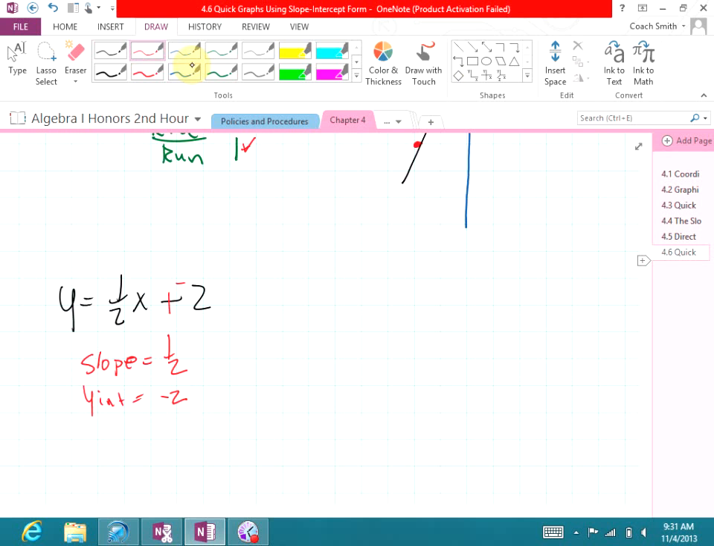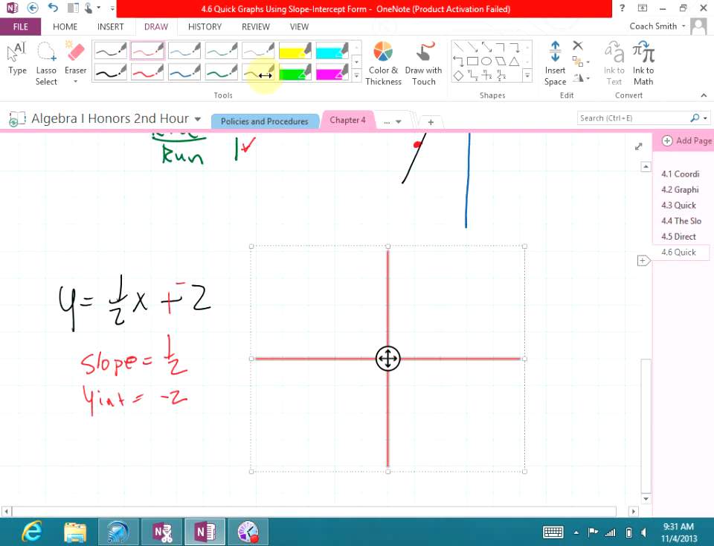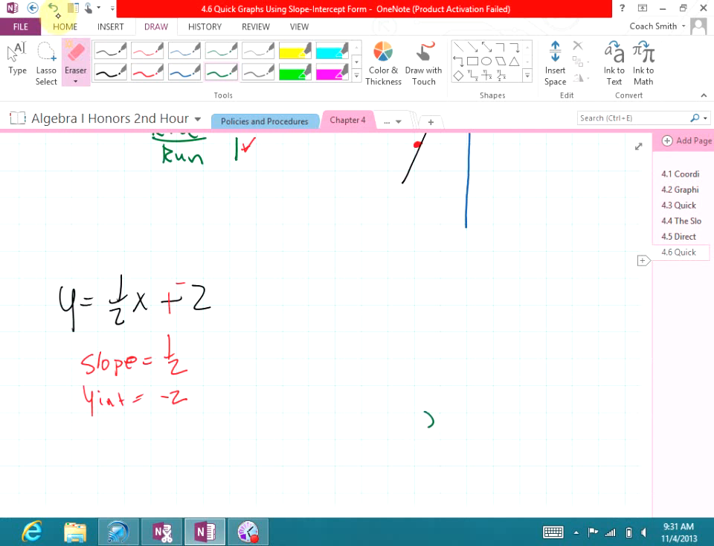So, if I do that, I start at negative 2, which is right there. That's your y-intercept. So that is 0, negative 2. That's the coordinates of that point. It looks like a 6. Ooh. Back it up there.